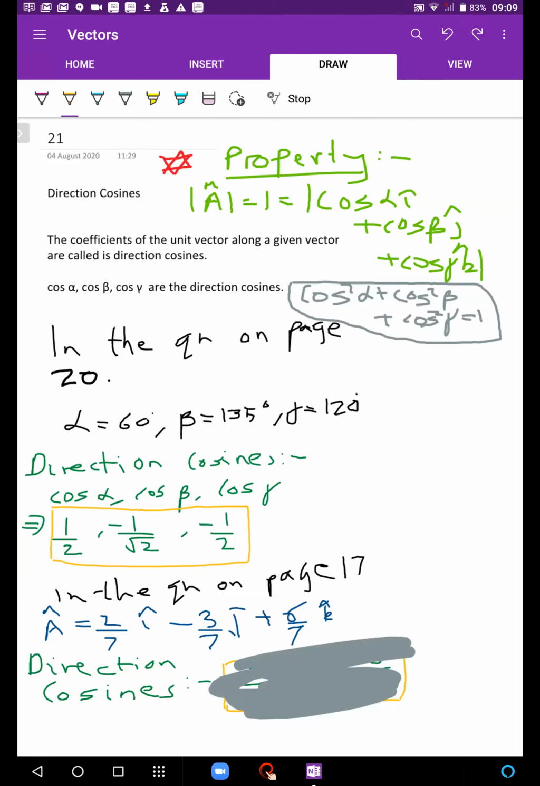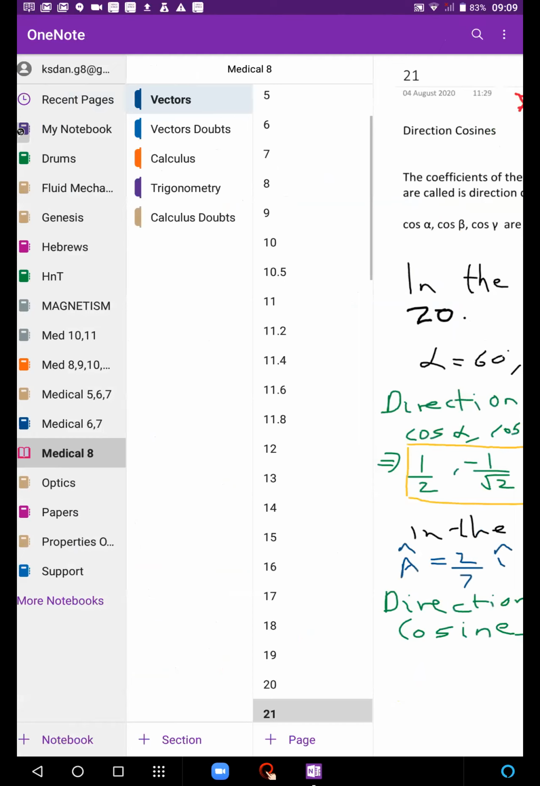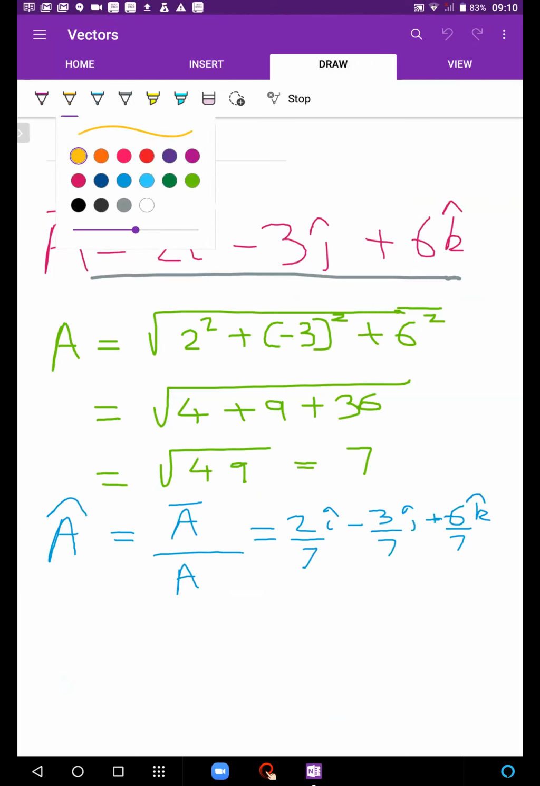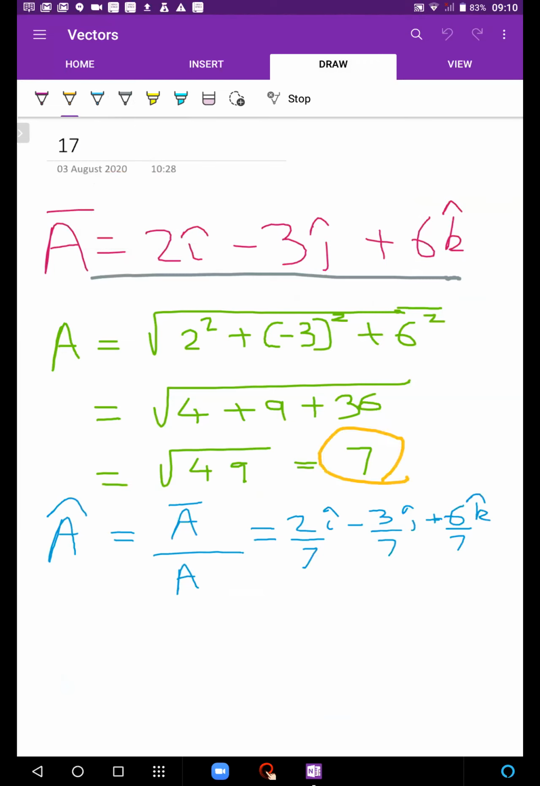How do you find direction cosines if a vector is given to you the way it was given on page 17? Let's have a look at that. On page 17, the vector given was 2 i cap minus 3 j cap plus 6 k cap. My suggestion is to always find the unit vector from that vector first. How did we find the unit vector? First we found the magnitude of the vector, and after that we found the unit vector.